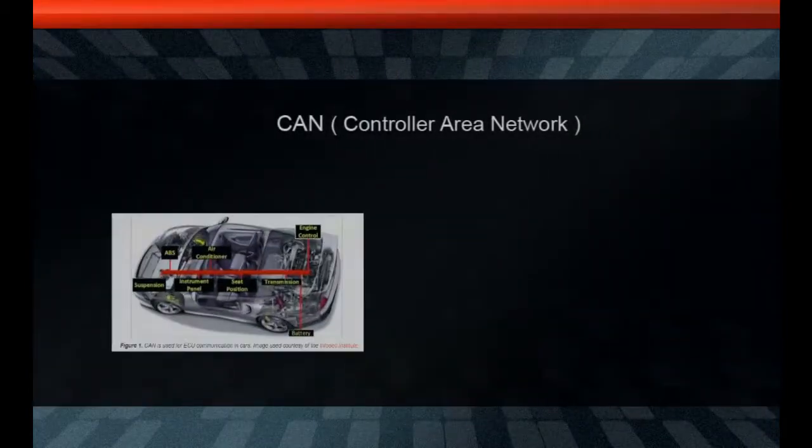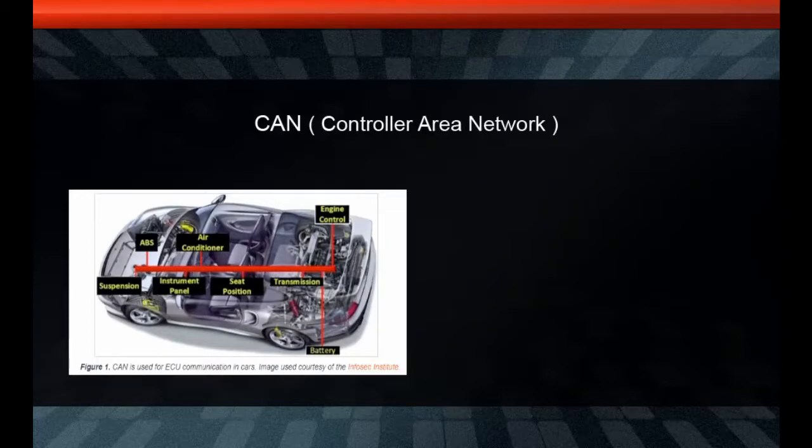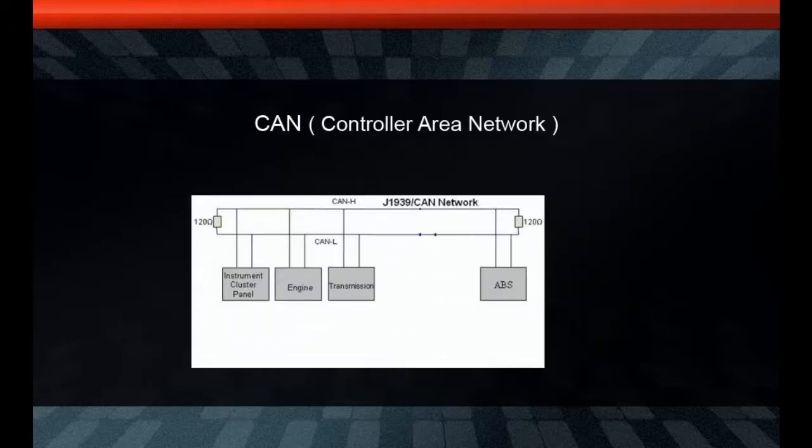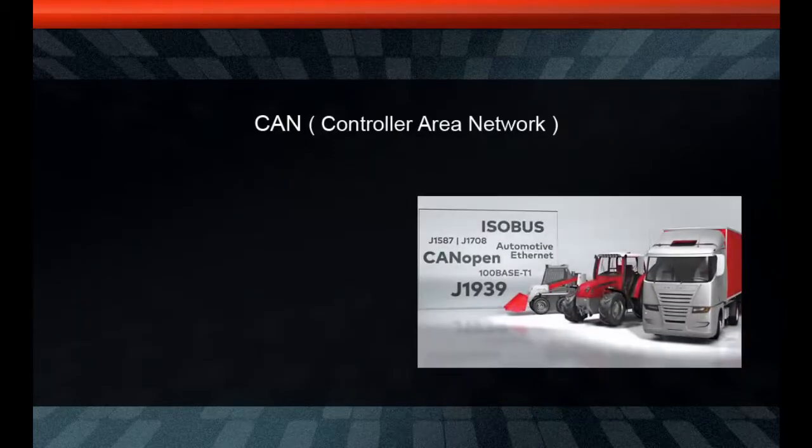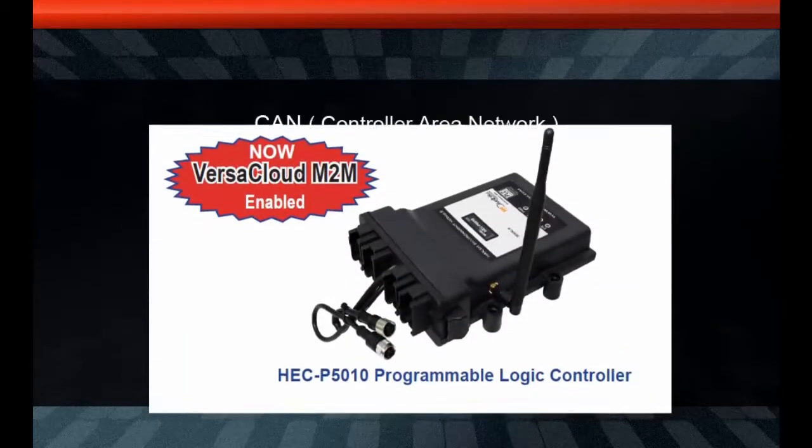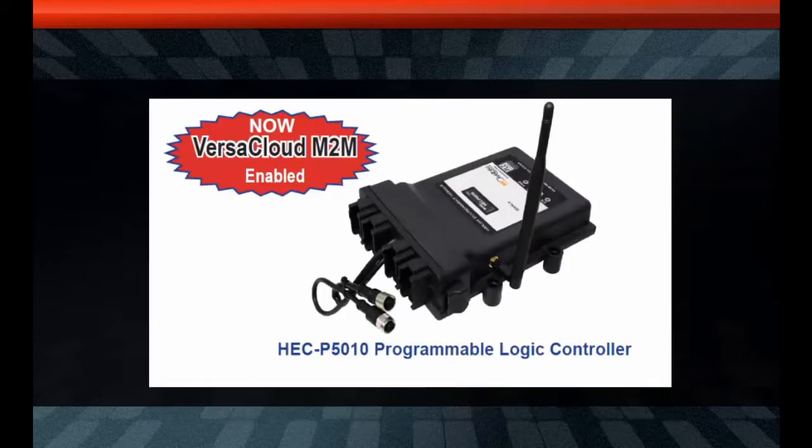CAN, or Controller Area Network, uses a two-wire backbone to provide communication to each individual node on the network. CAN networking refers to the physical layer, like the wires, and there are multiple CAN protocols for communicating between devices on a CAN network, like SAE J1939, NMEA 2000, and CANopen. In this video, we'll be focusing on setting up a P-Series target to use the SAE J1939 protocol, widely used in diesel engine manufacturing.